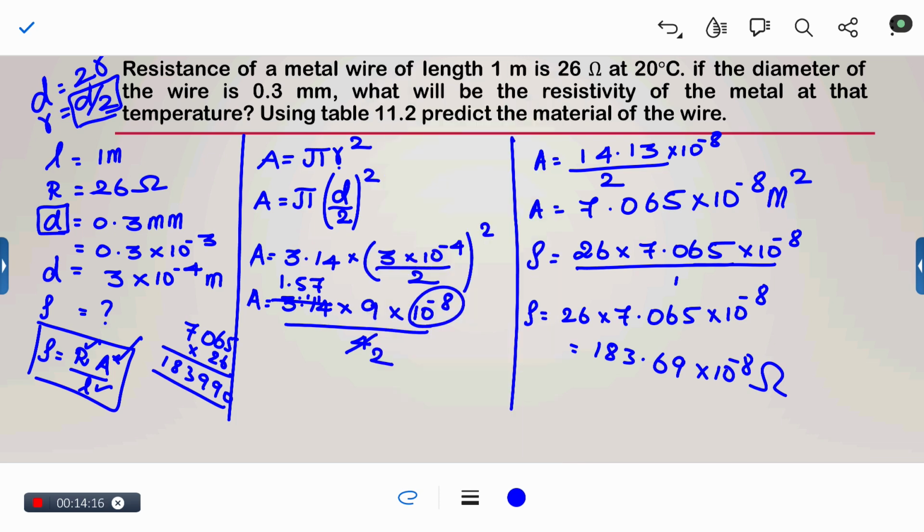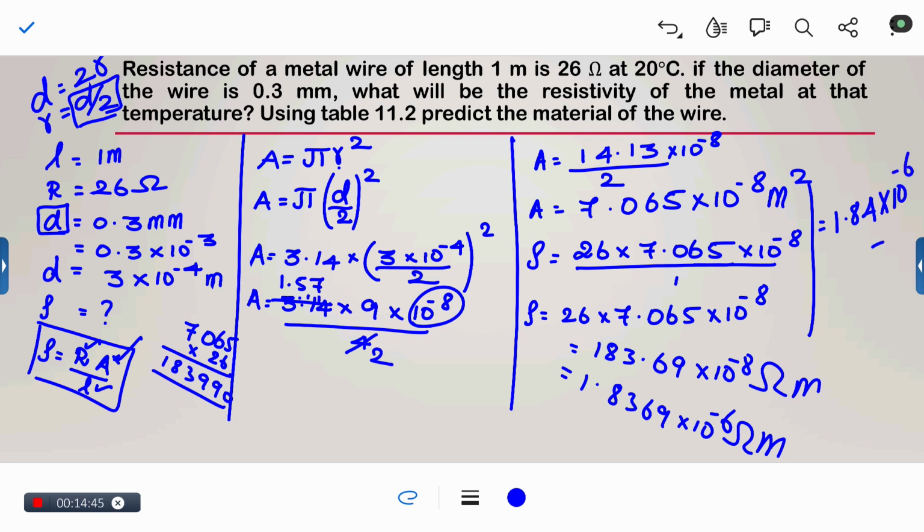So this one we can reduce into 1.8369 into 10 to the power of minus 6 ohm meter. So clear, the resistivity is found like this. Clear? What is the resistivity? 1.8369. This one we can also round off into 1.84 into 10 to the power of minus 6 ohm meter.